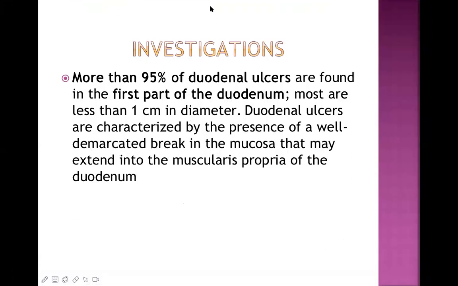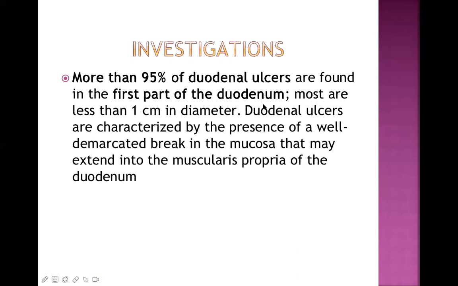Okay, let's go to another slide. Now, on the other hand, what is the size of the duodenal ulcer and how does it look? I already told you the first part of the duodenum is the site for duodenal ulcer. Almost 95% of the time, only the first part of the duodenum is affected. These are very small ulcerations, less than 1 centimeter in diameter, and if we examine them, they are usually deeper. They are much deeper than gastric ulcers.